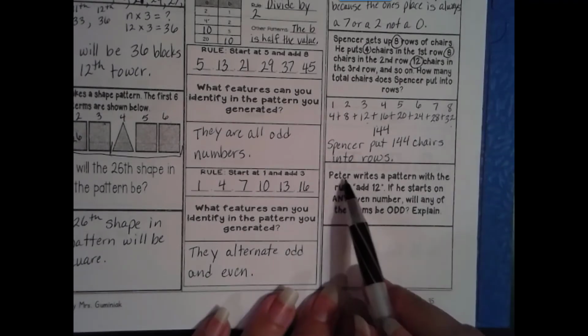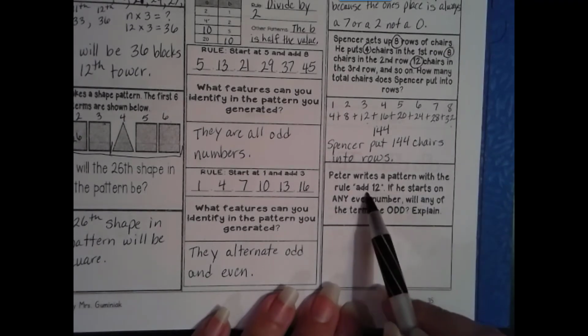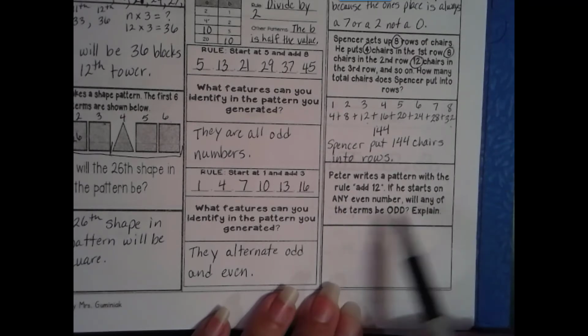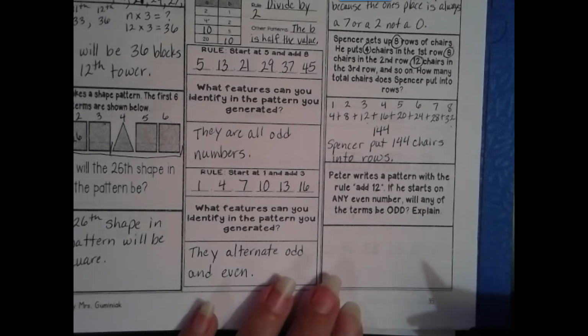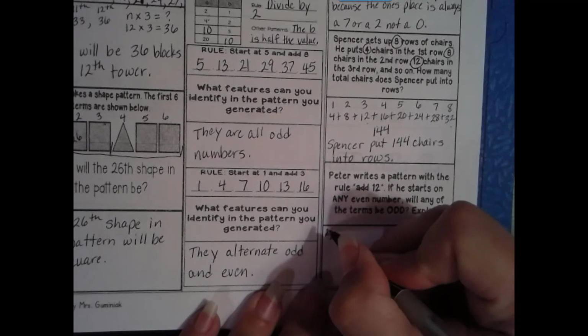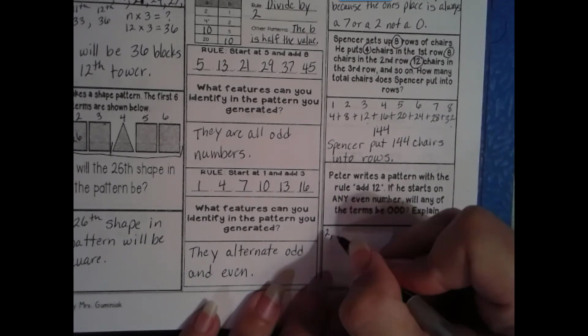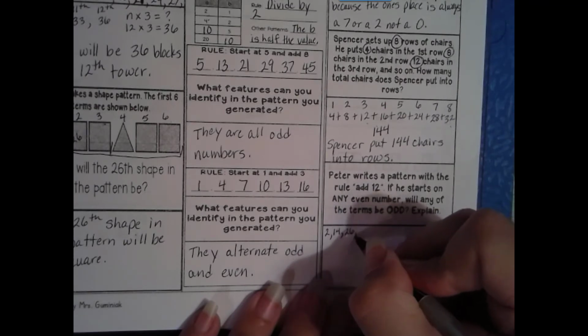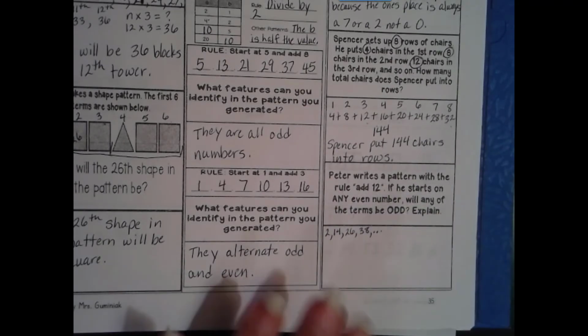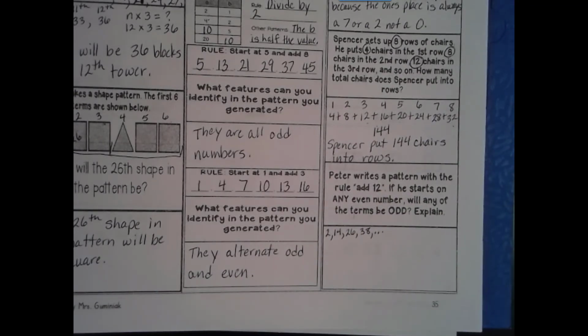Last one. Peter writes a pattern with the rule add 12. If he starts on any even number, will any of the terms be odd? Explain. So any even number. I'm going to start with the lowest even number just to see what happens. 2 plus 12 is 14, 26, 38. That would continue. So far in that pattern, they're all even.